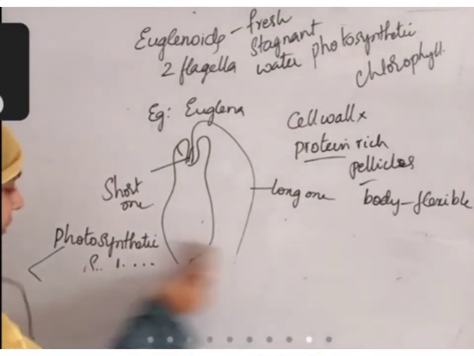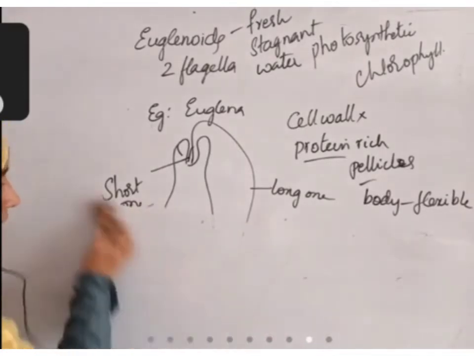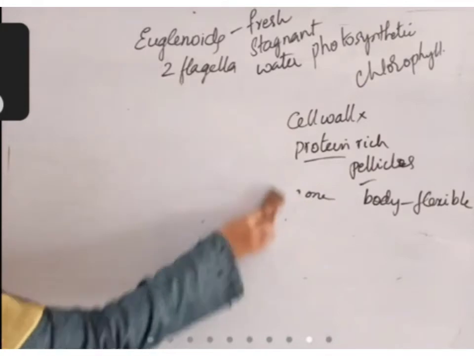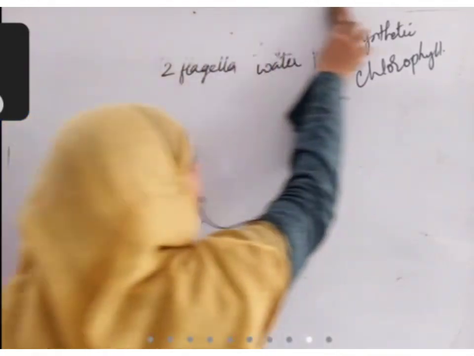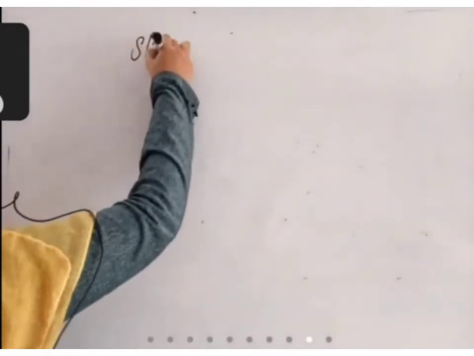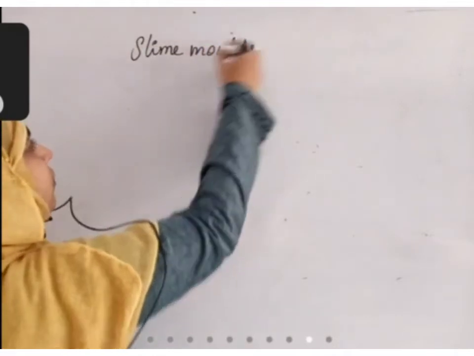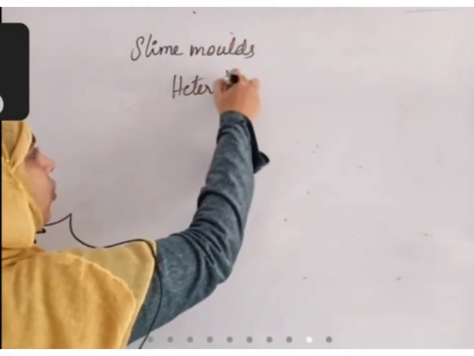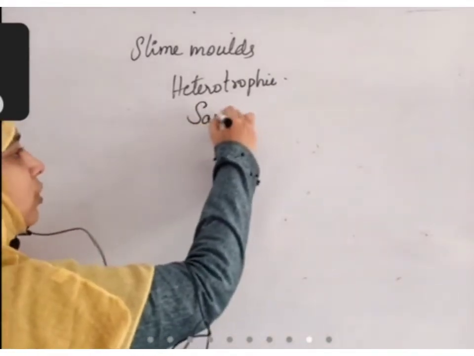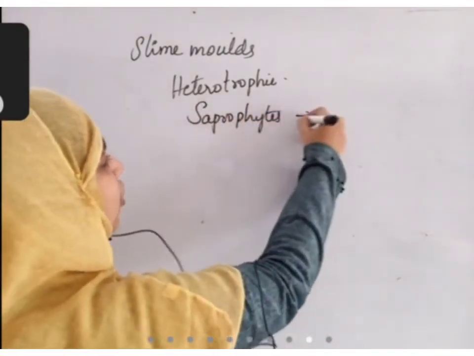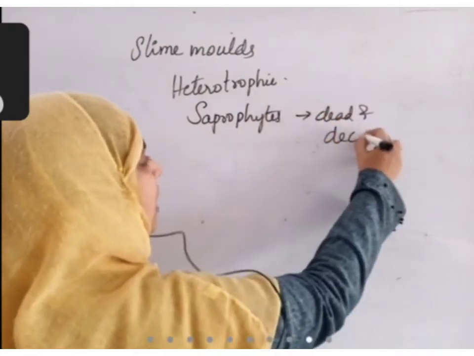Slime molds are a little interesting to see, because sometimes they spread, making themselves into leaf-like structures. Sometimes they form spores like a fungus forms spores. They are called slime molds. Slime molds, all of them are heterotrophic. They are not autotrophic organisms. They show saprophytic nutrition. Saprophytic nutrition means they feed on dead and decaying organic matter.